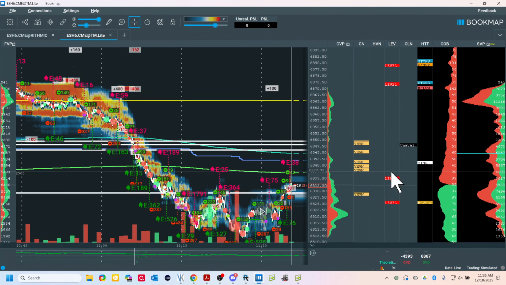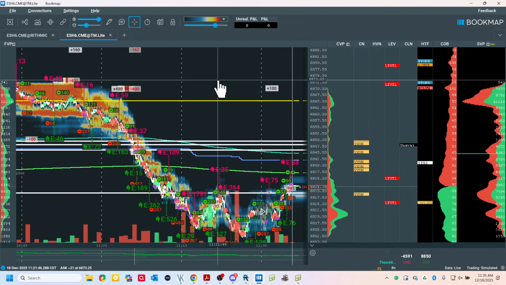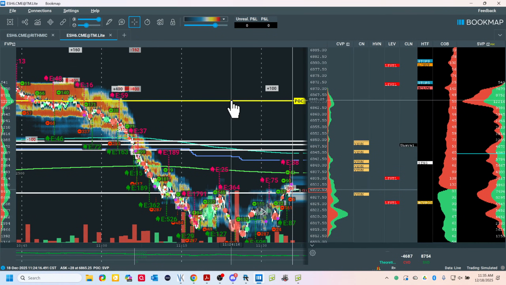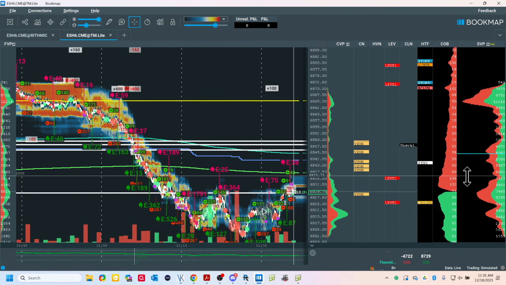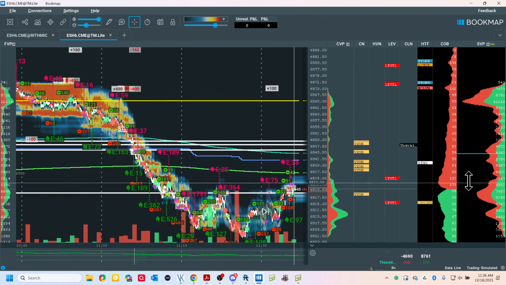So this is variable high volume node. You notice how the volume point of control is up here. We have rejected it. So the possibility is, since all we did is get the stops out over yesterday's high, that we're done with the squeeze, and now the trend, if you think it might be down, is going to continue.